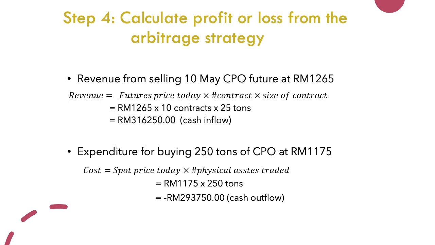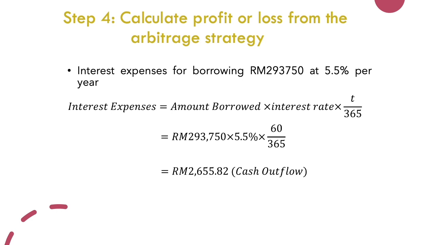And then we need to calculate expenditure for buying 250 tons of CPO at RM1,175. So the cost of buying CPO is 1175 times 250 tons, so you get 293,750. That is cash outflow because it is a cost.